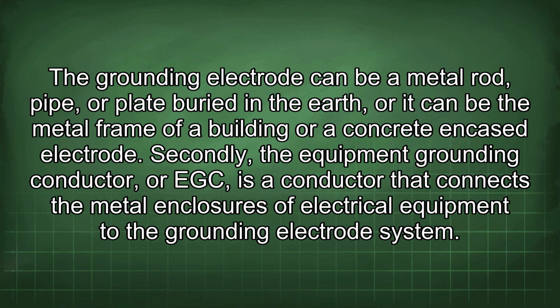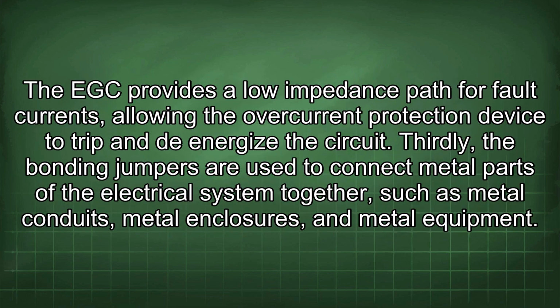Secondly, the equipment grounding conductor, or EGC, is a conductor that connects the metal enclosures of electrical equipment to the grounding electrode system. The EGC provides a low impedance path for fault currents, allowing the overcurrent protection device to trip and de-energize the circuit.